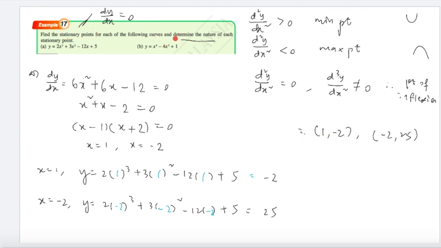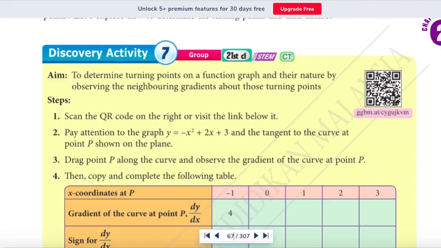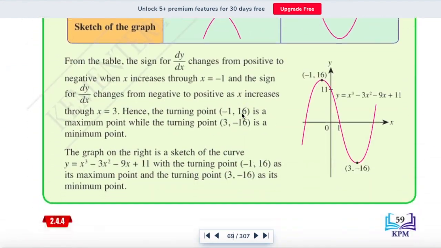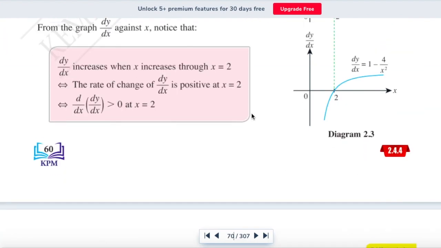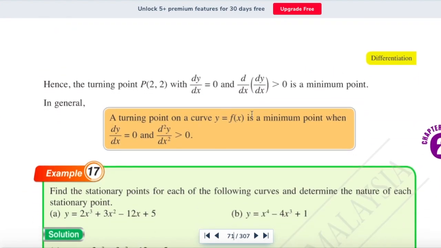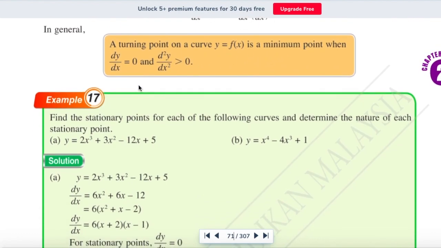Second question, determine the nature. What is the nature? Is it maximum? Is it minimum? Is it a point of inflection? So we use either the method in your textbook, example 17. Here it also shows a turning point is a minimum when d2y/dx2 is more than 0, and if less than 0 it is a maximum point. This is what I told you just now.